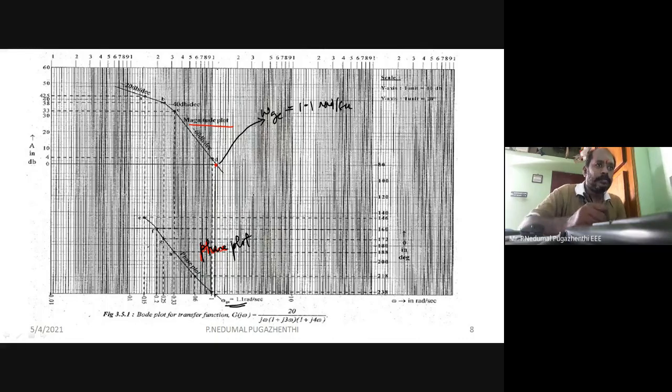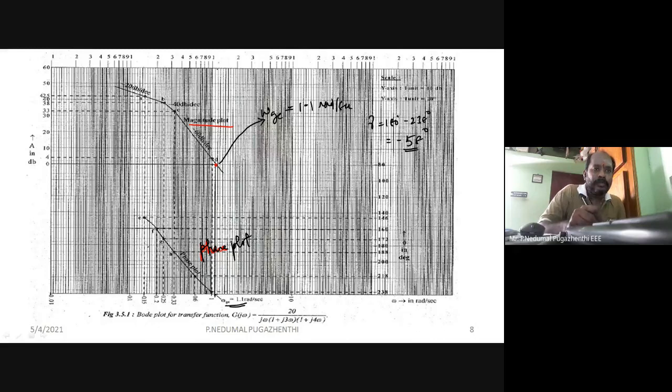Then you can see that if you extend that point, it is cutting my phase plot at somewhere like minus 238. So gamma is equal to 180 minus 238 degrees. It is minus 58, nearly minus 60 degrees. So you are getting a negative value.